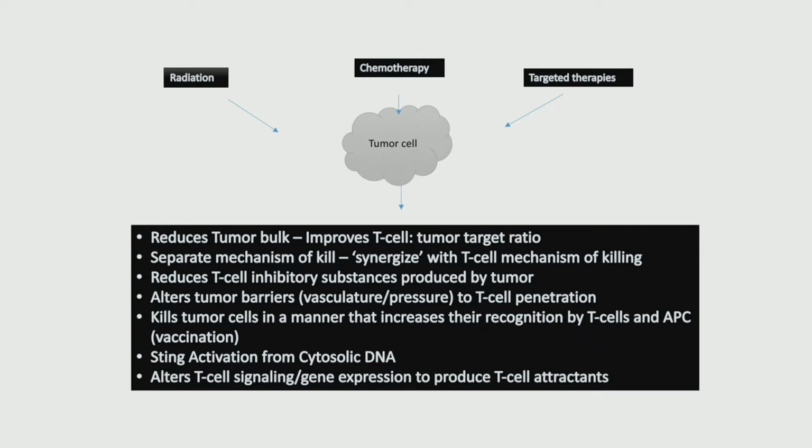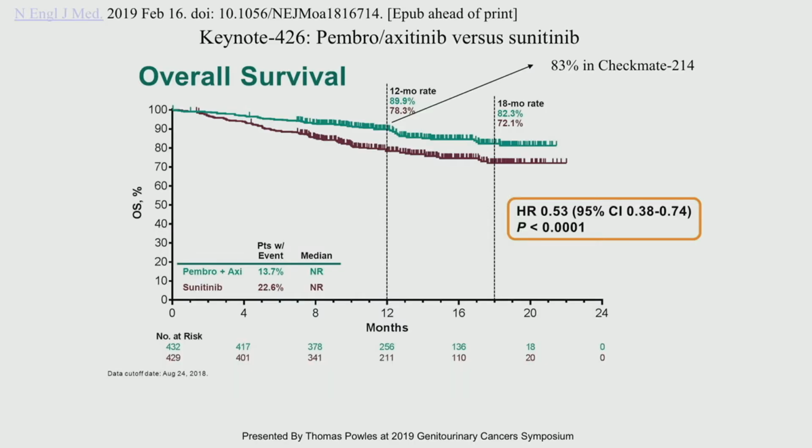And I've listed them all here, and unfortunately, it's going to be very hard for us to know in any individual patient which of these effects are really critical. Are we just reducing tumor burden? Are we getting rid of Tregs? Are we getting rid of MDSCs? Are we activating STING? Are we increasing antigen presentation? We just don't know. The only other combination here is the VEGF receptor combination with anti-PD-1 in renal cancer.